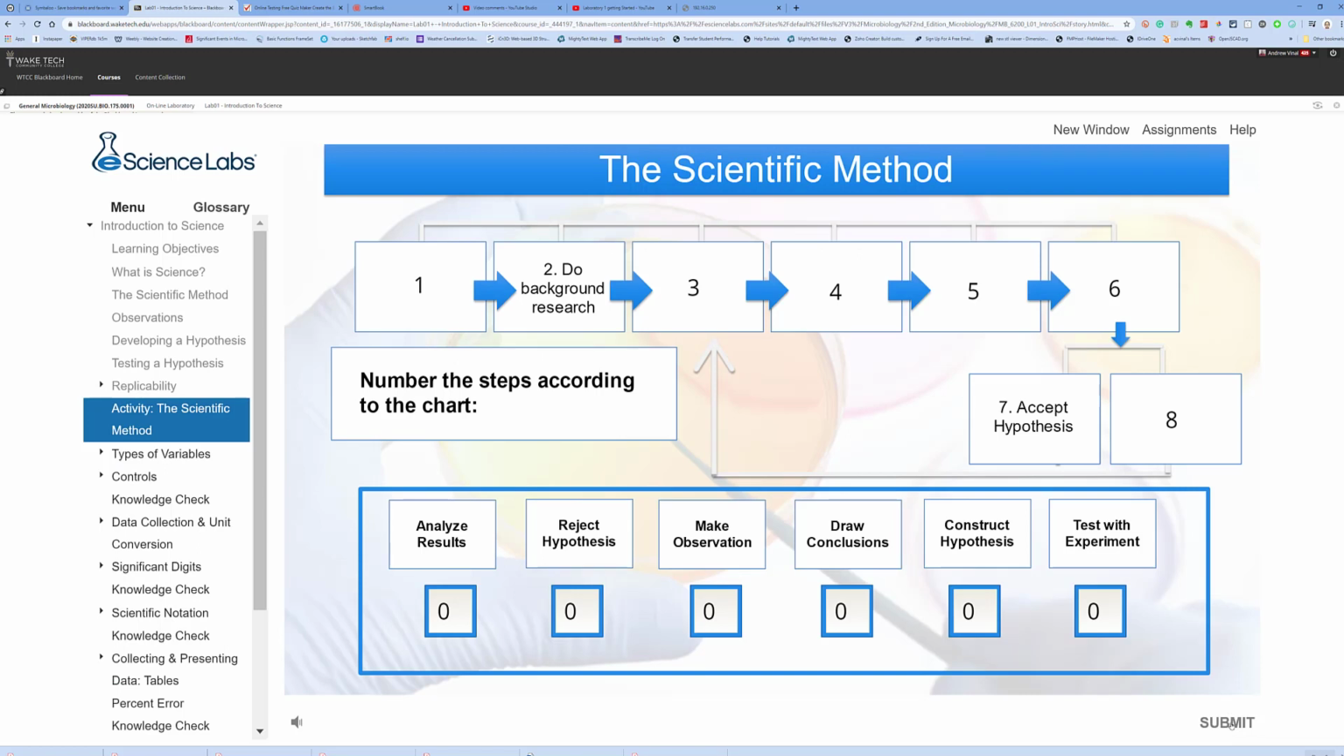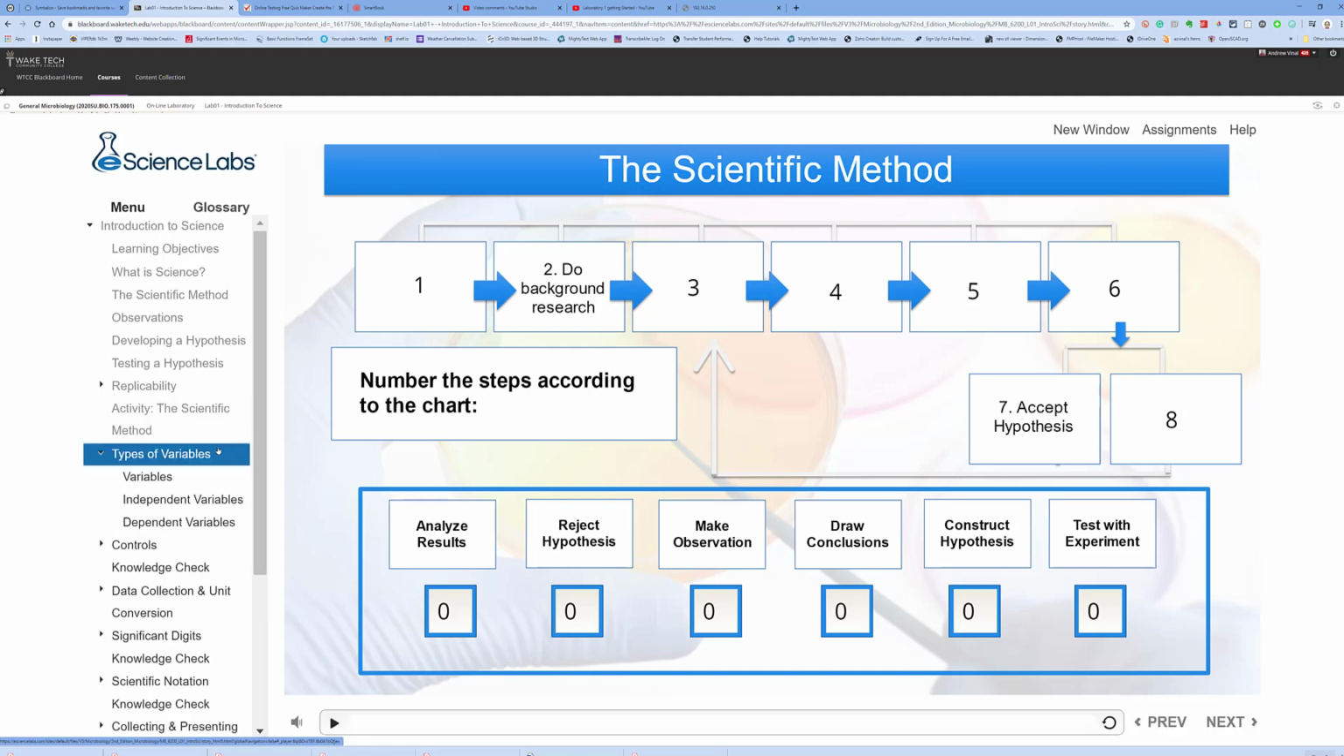So the scientific method is coming up with various observations, and then you construct your hypothesis and then you test it. Does it work? Great. You can modify it even still, or if it doesn't work, you denote that and you make some changes in your hypothesis and test it again. And that is the process. So go through, it says number the steps according to the chart, and I want you to do that. You don't need me to do that, and then you can submit it and it'll let you know.